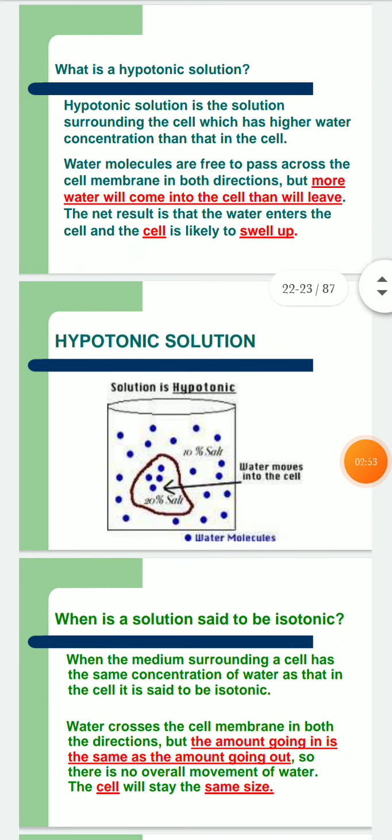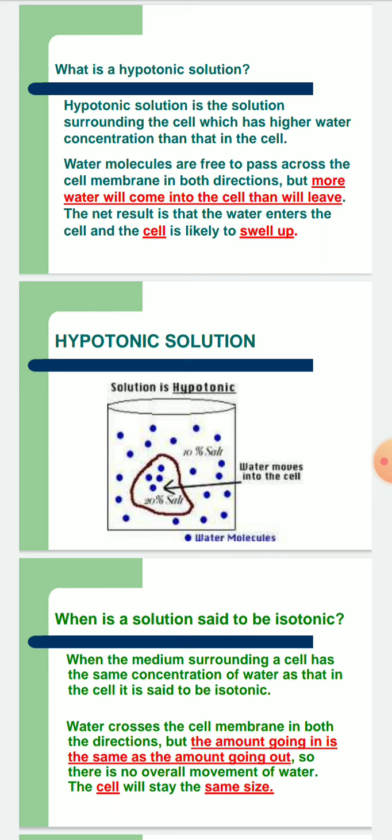And so now, what is a hypotonic solution? A hypotonic solution is a solution surrounding the cell which has a higher water concentration than that in the cell. Water molecules are free to pass through the cell membrane in both directions, but more water will come into the cell than will leave. The net result is that the water enters the cell and the cell is likely to swell up. So hypotonic solution means a solution in which the concentration of water is more than in the surrounding cell.